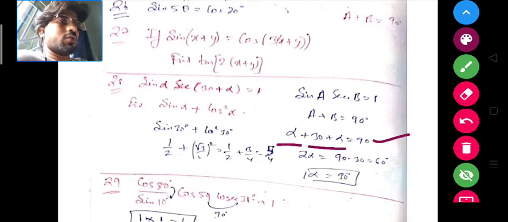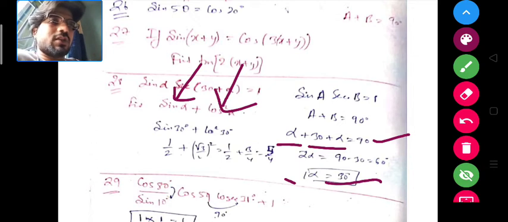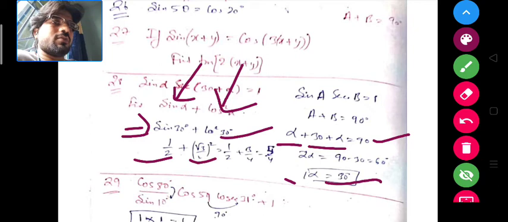When you solve it, you get 2 alpha is equal to 90 minus 30, 60 degree, and alpha is equal to 30 degree. Then according to the question you put the value of alpha here. Find sine alpha and cos square alpha. So sine 30 is 1 by 2 and cos 30 is root 3 by 2. Make these questions into notes in your copy, and if you don't understand, then revisit the video and you will understand.